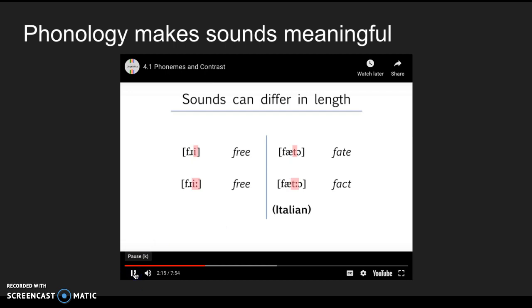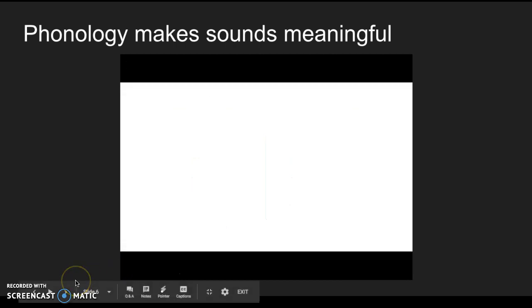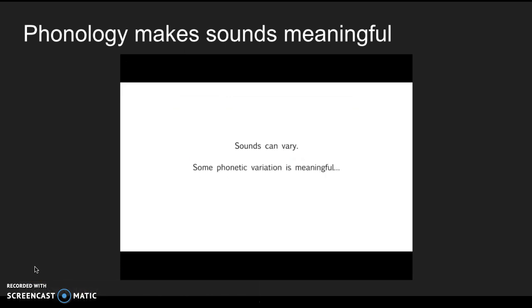So here's the pattern that we're observing. Sounds can vary. They can be different from each other. Some variation is meaningful within the grammar of a given language, and some variation is not. Until now, we've been concentrating on phonetics, how sounds are made and what they sound like. We're now starting to think about phonology, which looks at how sounds are organized within the mental grammar of each language: which phonetic differences are meaningful, which are predictable, which ones are possible, and which ones are impossible within each language. The core principle in phonology is the idea of contrast.